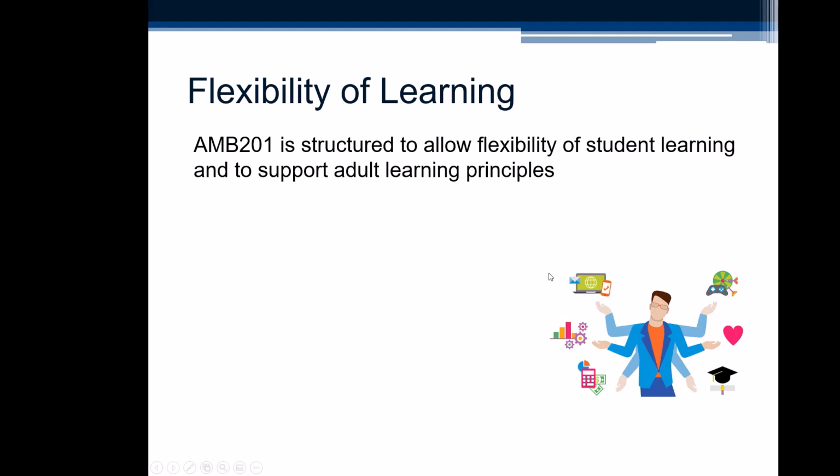AMB 201 is set up in line with what we call adult learning principles. Now, these are principles based on research, but built around the way adults typically learn. And we know that adults learn best when they can tailor learning to their particular learning style, and when the learning content matches what they see as their need for information.